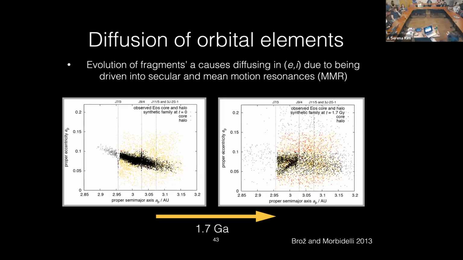However, the spreading pales in comparison to the spreading caused by these dynamical effects, the spreading of the asteroids' semi-major axes and crossing into various resonances, which are shown here as vertical line slices at the 7 to 3, 7 to 9, and 9 to 4 mean motion resonances. Over 1.7 billion years of dynamical evolution, this basically erases the original signature of the asteroid family fragments.